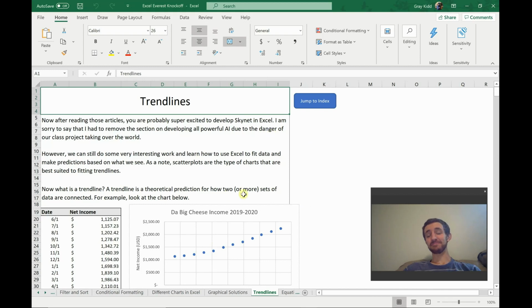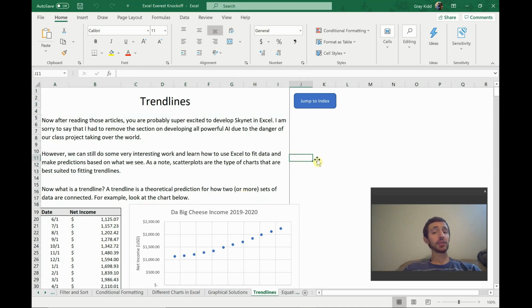Now, hopefully you've been reading along with the articles I've asked you to, and you're already like, yes, Skynet, AI. He had all these articles about it, so we're about to build some sort of artificial intelligence inside of Excel. That's not the case. The big thing is that all those cool things you read about use machine learning. And the simplest form of machine learning is simply fitting a line. So if you can figure out the slope of a bunch of dots, that's machine learning.